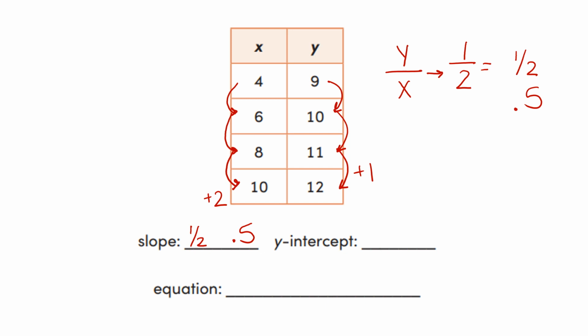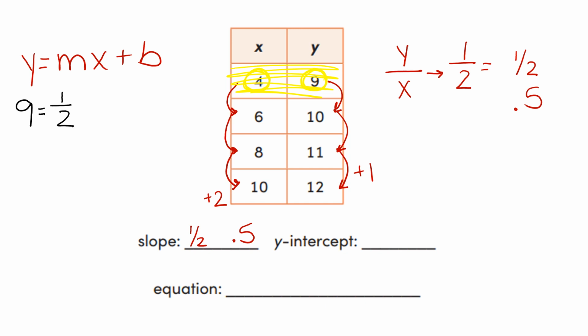So we know our equation is y equals mx plus b. And so we can use the x and y values given in order to find our initial value. So my y value is 9. We solved the slope, which is a value of 1/2, and the x value is 4. And then we can solve our equation.